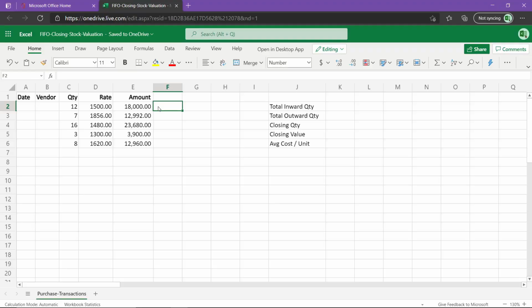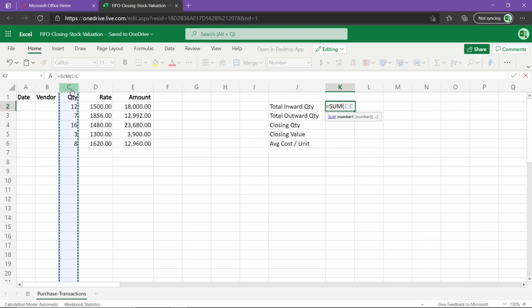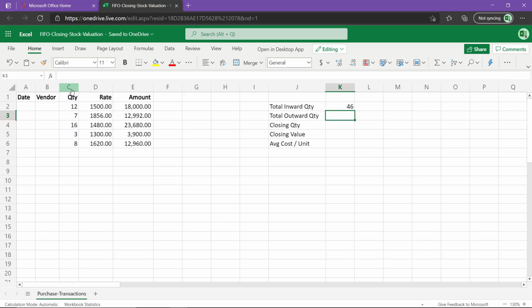Let's see. These are purchase or consumption transactions of XYZ product during the period. Date and vendor name, I have left it blank because it has no relevance here. First, let me sum total the inward quantity. So is equal to SUM bracket open, I will select this complete C column, bracket close. 46 quantities are in the inward.